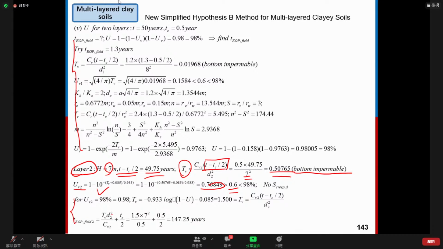So here actually, we calculate the TEOP field for the second layer, which will be used later, okay, we discuss later. So here actually, we already get the final degree of consolidation for layer 2, which is equal to this value, right? This is simple. This is much more simple because the water can only move vertically, okay? The vertical drain is only installed for layer 1, not for layer 2, so it's simple.